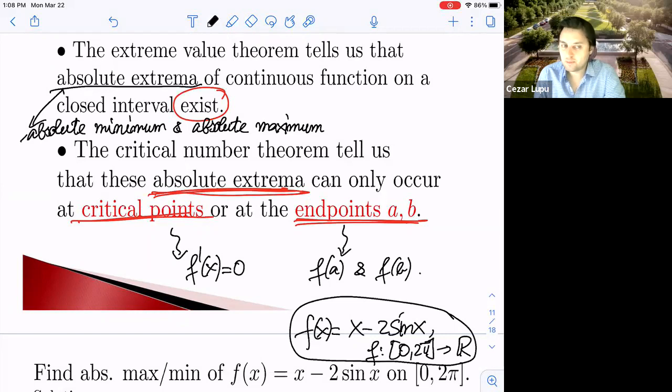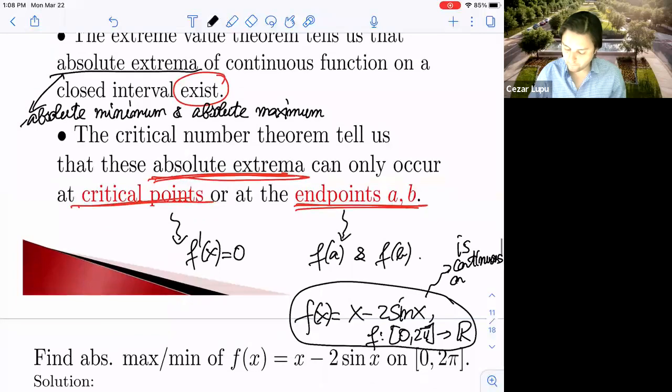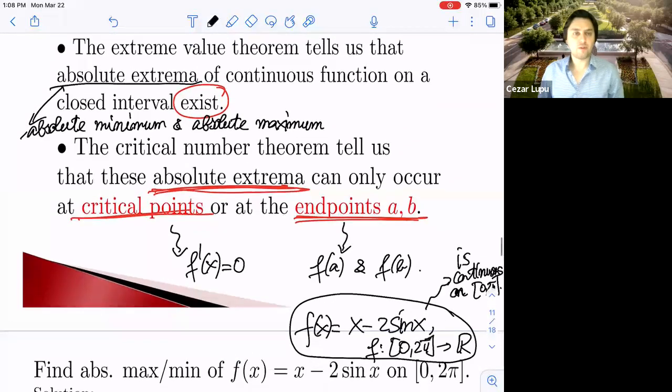we'll get there. First, we need to make sure that this actually exists. Well, do they exist? Yes, because this function here, f, is continuous on the closed interval 0, 2 pi, right? So the extreme value theorem tells us explicitly that the absolute extrema of this function exist. All right, we know that they exist.